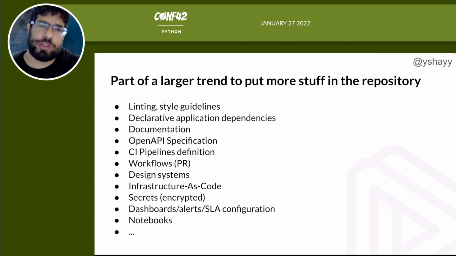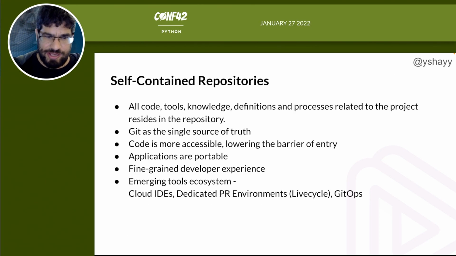I think that putting the development environment configuration in the repository is part of a larger trend to put more stuff in there. We can see it with documentation, with linting configuration, with tests, security tests, design systems, infrastructure as code, notebooks, and other stuff as well. And the way we see it, in the future, every repository will be self-contained. All the code, tools, knowledge, and definitions related to that project will reside in the repository. Everything will be source controlled with history.